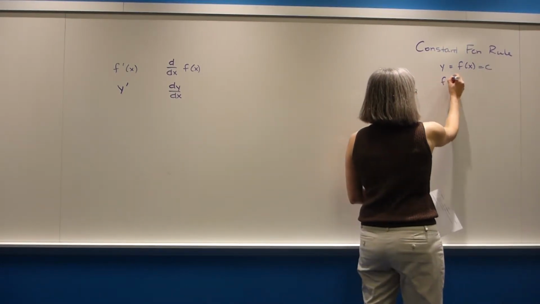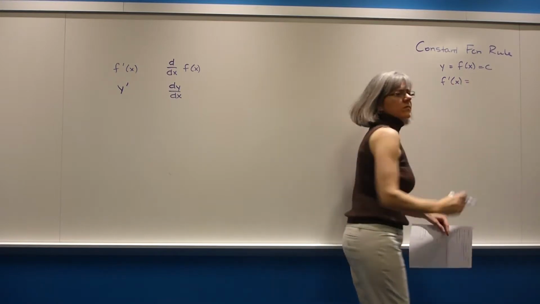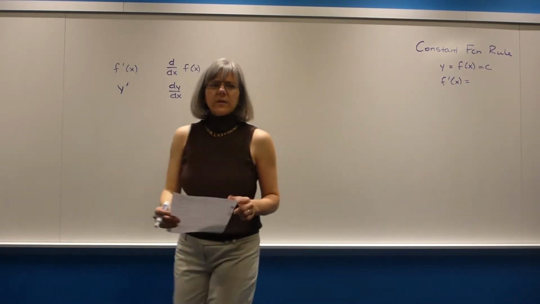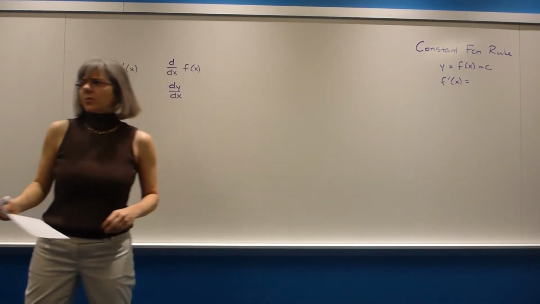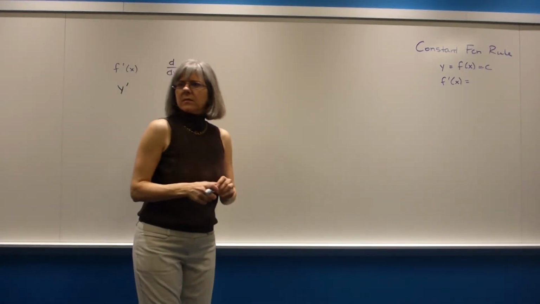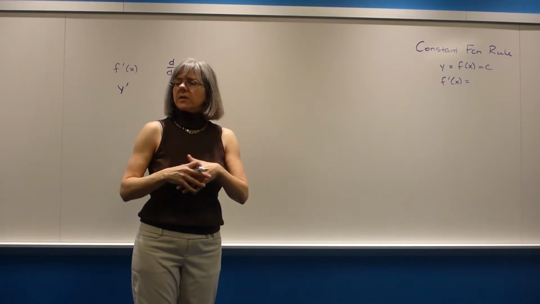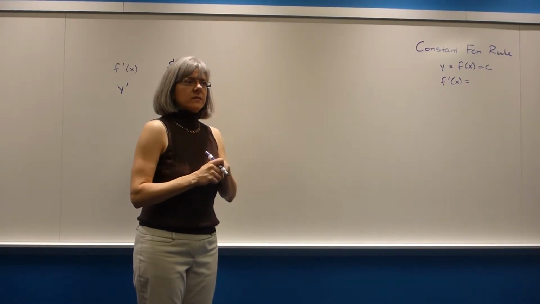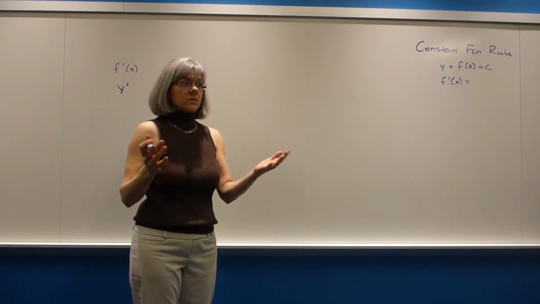what will the derivative be? What do we say derivative means? Slope. Y equals c, what is that? What kind of shape is that? Horizontal line? Horizontal line. What is the slope of a horizontal line? Zero. Always zero.